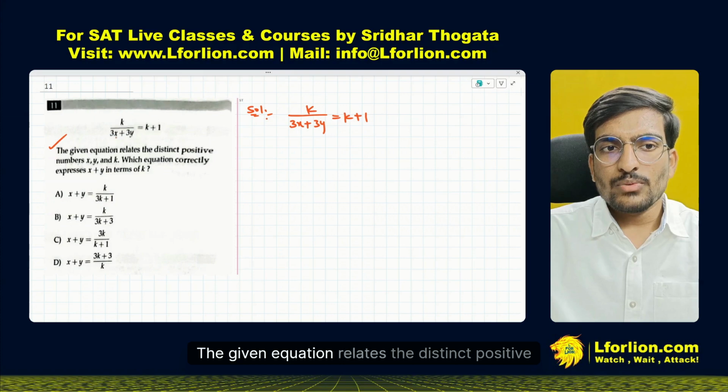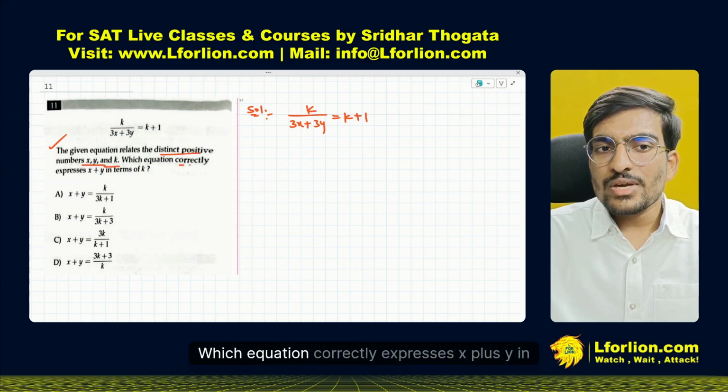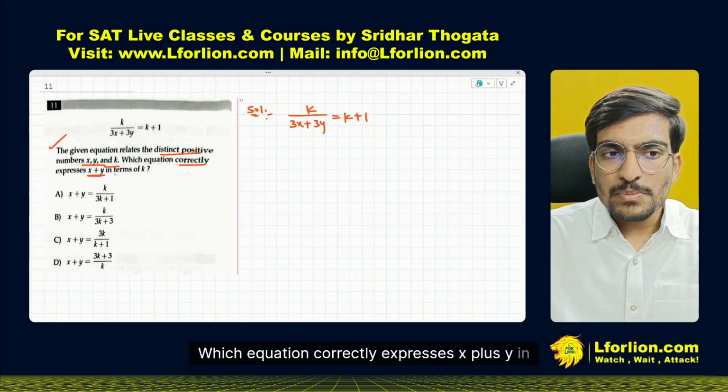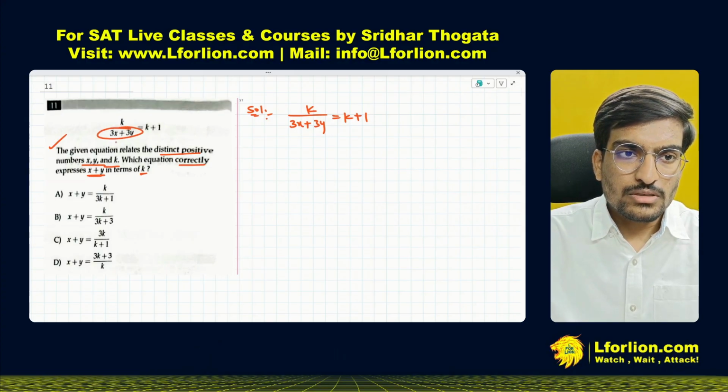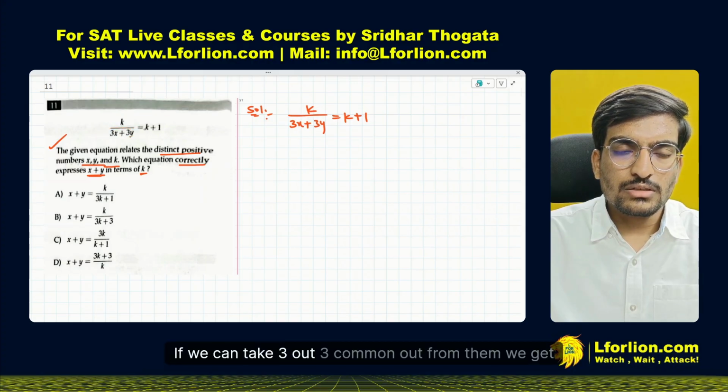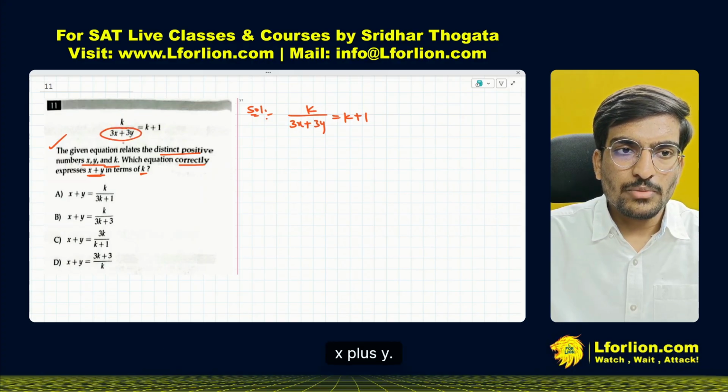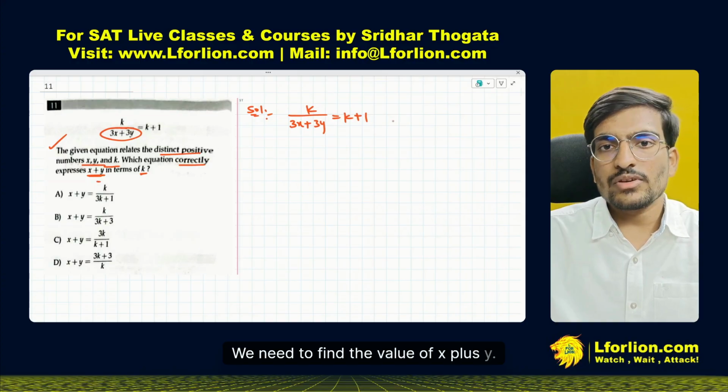K by 3x plus 3y equals k plus 1. The given equation relates the distinct positive numbers x, y, and k. Which equation correctly expresses x plus y in terms of k? We need x plus y. You see carefully to the equation here, 3x plus 3y. If we can take 3 common out from them, we get x plus y. We need to find the value of x plus y.